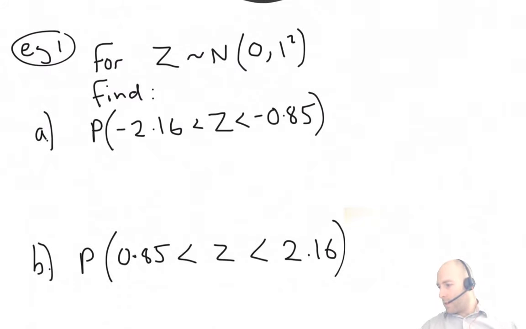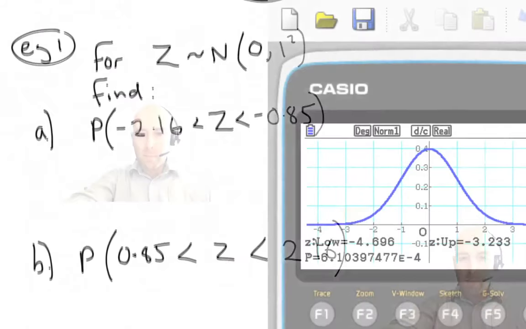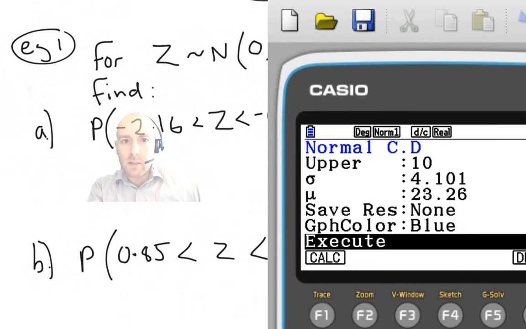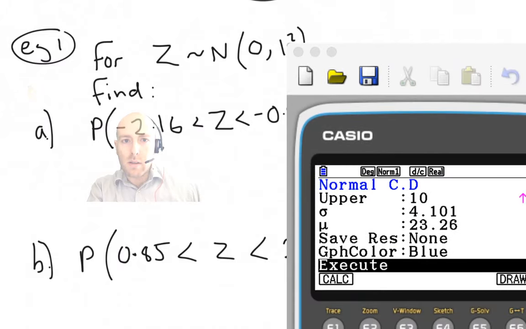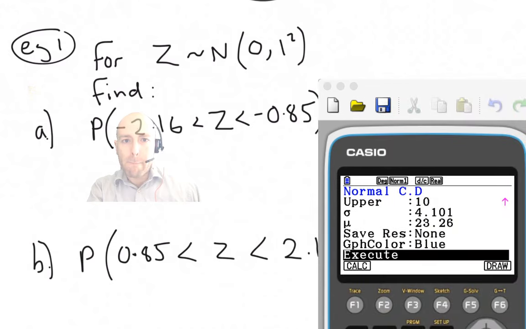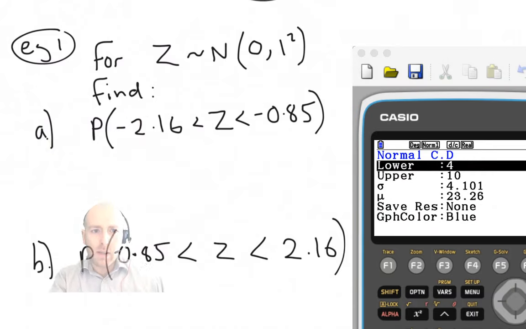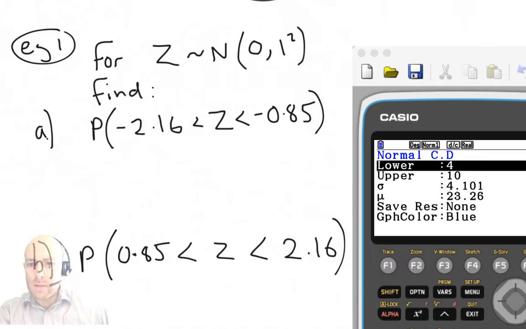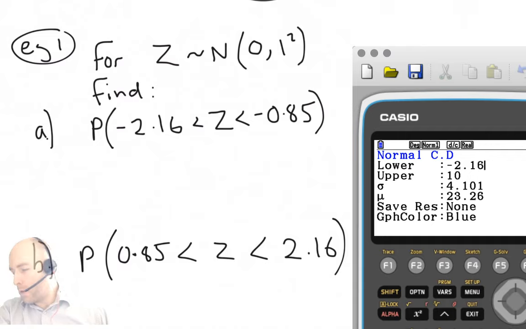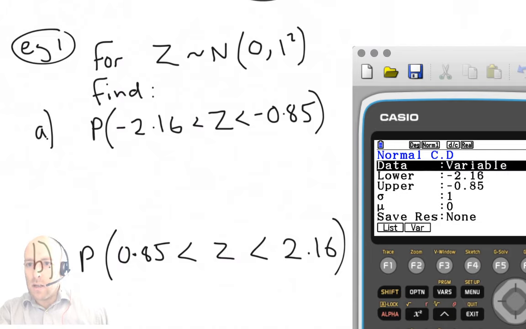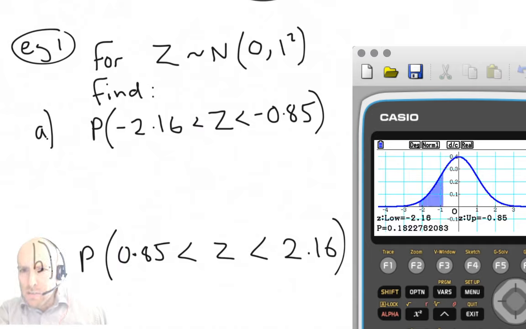Cool. All right, guys. Let's go through these. It should be pretty straightforward. For these ones, we need to use the calculator and we need to sketch. So if I bring the calculator back up, we can really just type these in. If we put in our lower minus 2.16, upper minus 0.85, sigma 1, mu 0. Make sure you get those the right way around. It's easily done. Do a sketch. See that sketch the right thing. Looks good to me. So yeah, 0.01823.